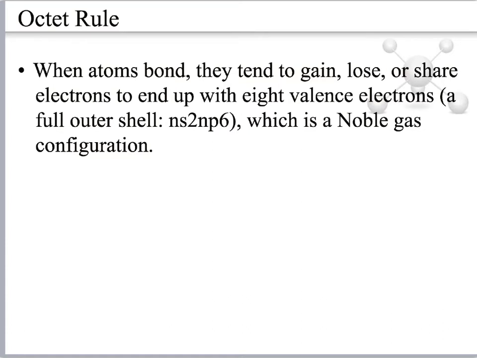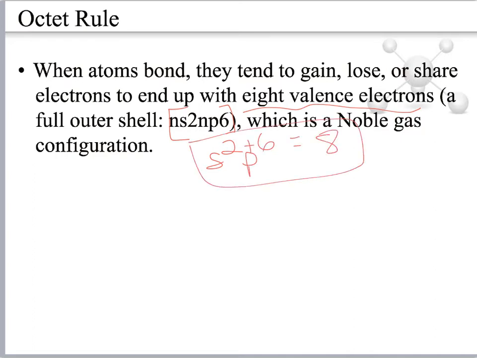The driving force for elements to become an ion or to make any type of chemical bond, whether it be covalent or ionic, is so that they end up with 8 valence electrons. We call that a full outer shell. So the electron configuration that goes with a full outer shell should look more like s2p6. Okay, 2 plus 6 is 8. So this electron configuration ending represents a full valence shell.